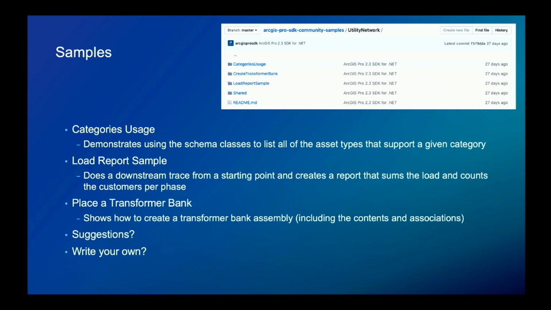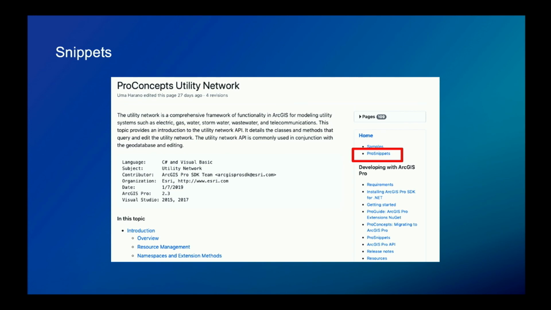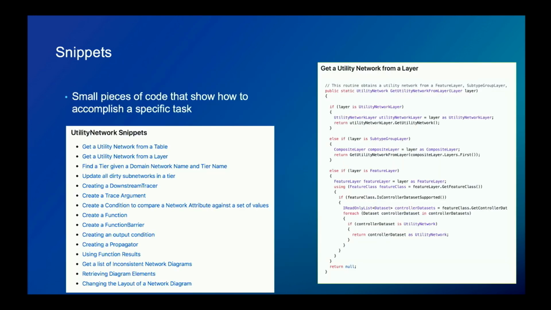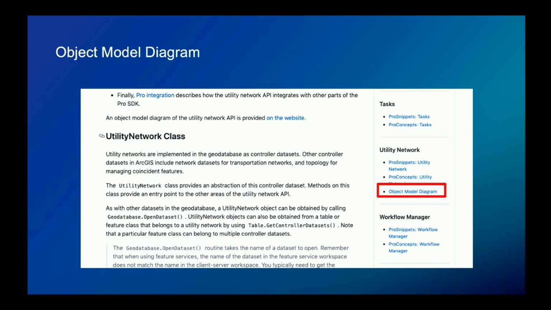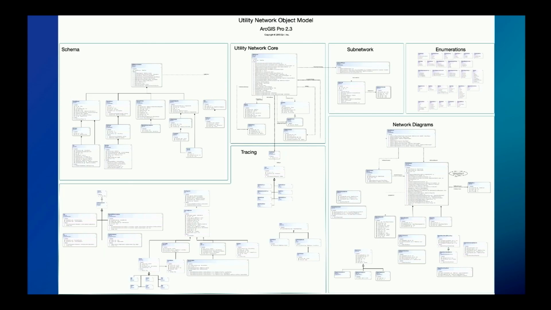It's a community site. We do welcome submissions from the user community. We also have a set of snippets. These are just small pieces of code that you can copy and paste in. Shows you how to accomplish a specific task. A full API reference, of course. And exclusive to the utility network, no one else in Pro does this, but we also have, click on this, you can get an object model diagram. Old school, warm up the plotter.